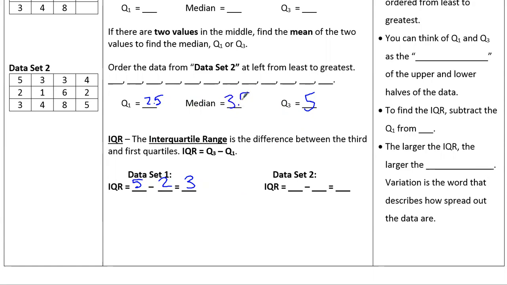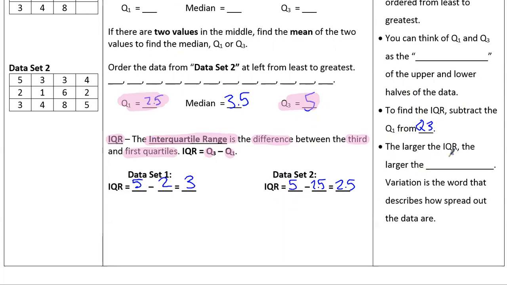So for this data set, it's going to be 5, the interquartile range, I didn't even go over this. The IQR, or interquartile range, is the difference between the third and first quartile. So IQR is quartile 3 minus quartile 1. Quartile 3 minus quartile 1. 5 minus 2.5, which is 2.5. Okay, to find the IQR, subtract the Q1, quartile 1, from quartile 3.